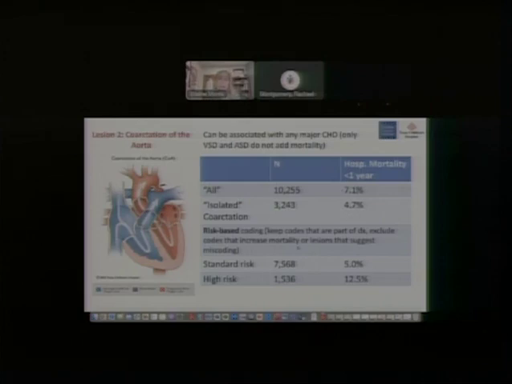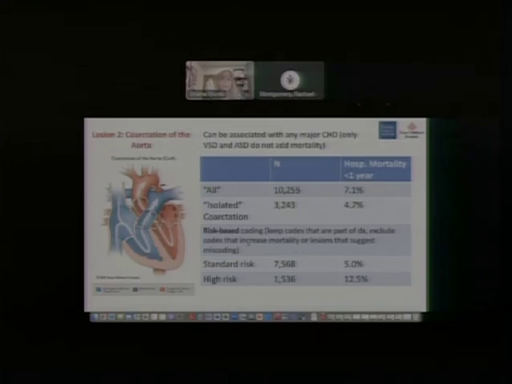However, if we apply our risk-based coding, so codes that are part of the diagnosis, like to survive with severe coarctation, you have to have PDA, so we're going to keep PDA. We're going to keep ASD and VSD because those don't really increase mortality. We're going to get rid of transposition of the great arteries. We're going to get rid of truncus arteriosus, or at least put those in the higher risk category.